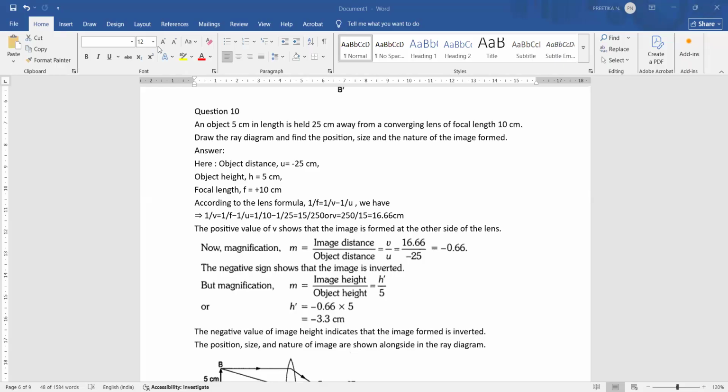u was given to you as -25. So the magnification will come out to be -0.66. Now this time your magnification is lesser than 1. This means the height of the image is smaller than the height of the object. Because when it is 1 it is the same size, when greater it is the greater size, and lesser than 1 will be the lesser size. Now this negative sign is telling you that the image is real and inverted too.